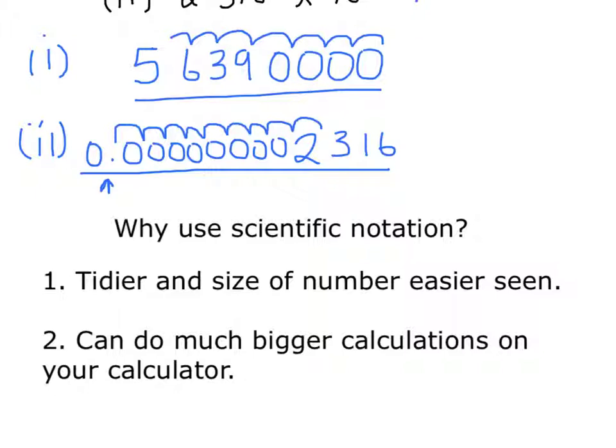Secondly, scientific notation allows you to enter much bigger numbers on your calculator. On your calculator screen you can only enter up to 9 digits. So how would you enter a 34-digit number? Well, one of the ways, or the way around this, is to use scientific notation.